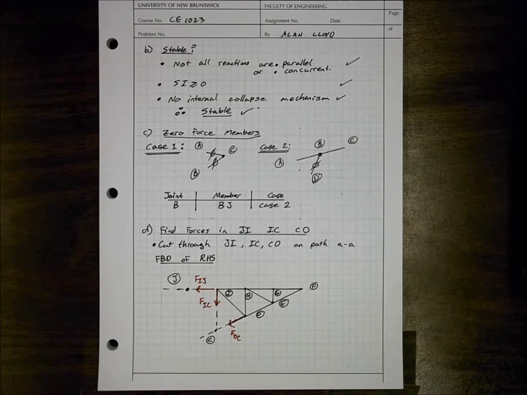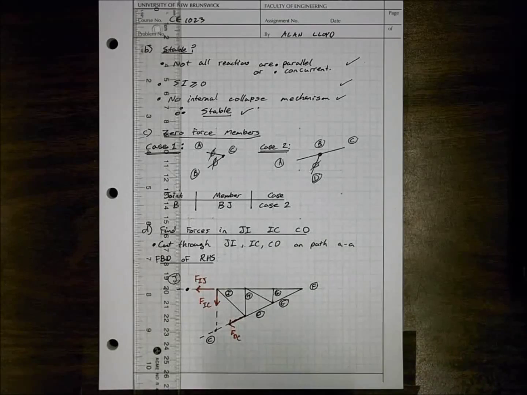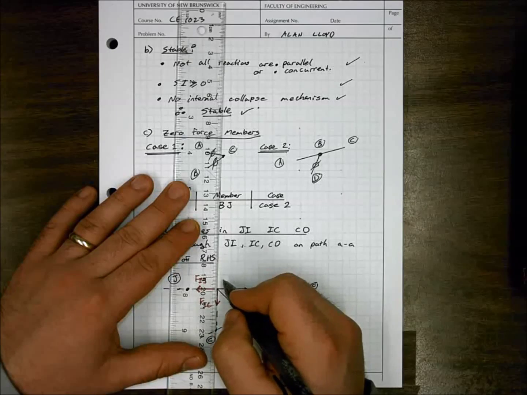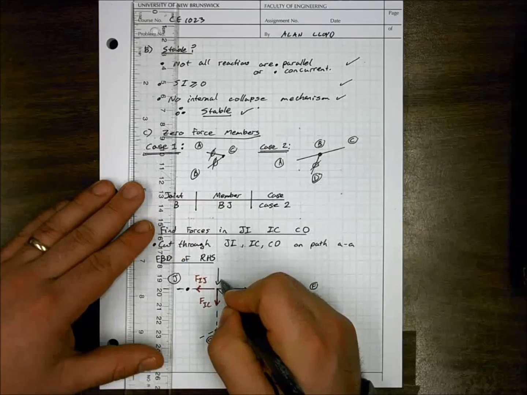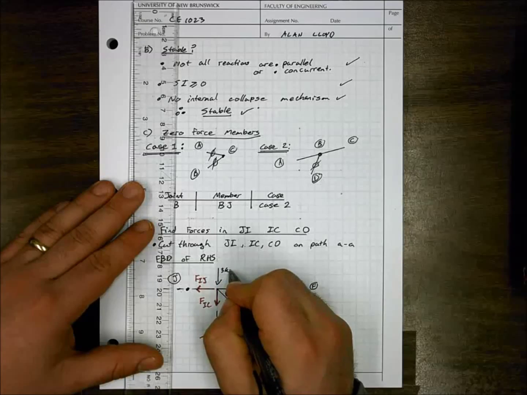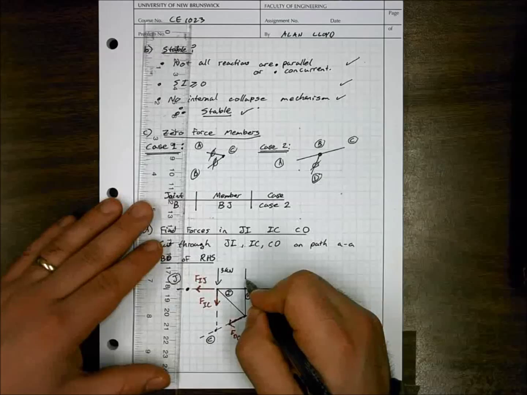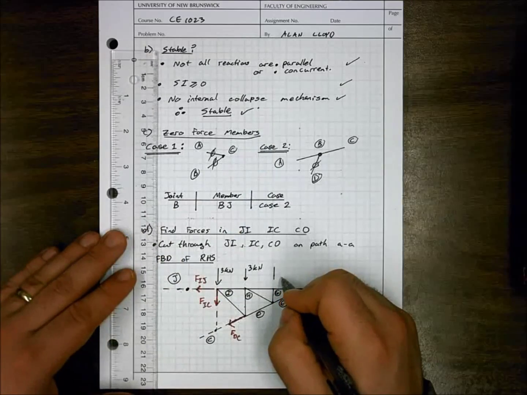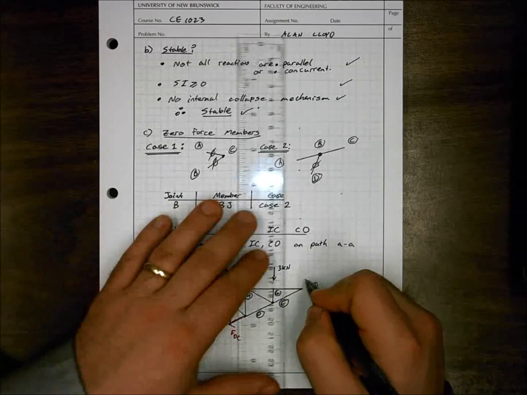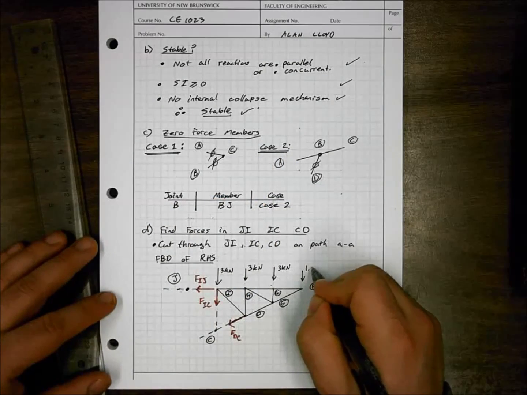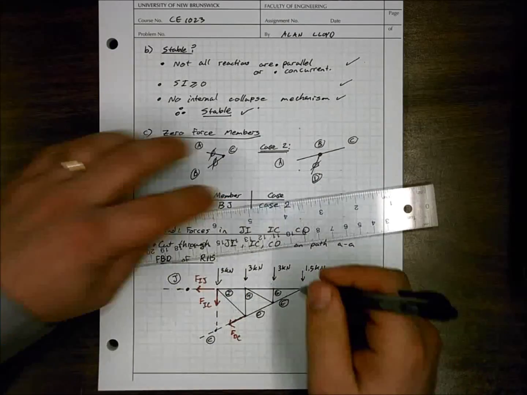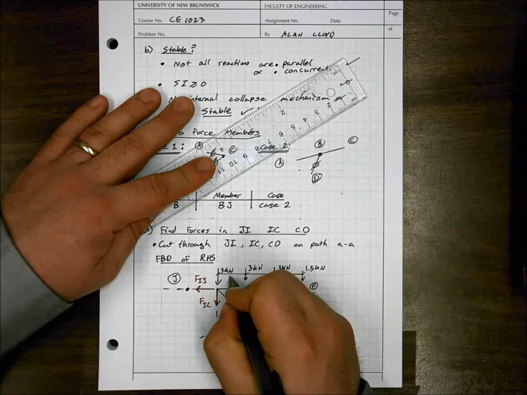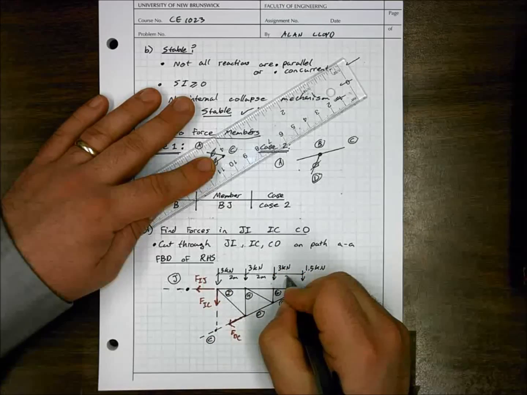Now before we continue on, let's finish this diagram here, and we can say that we have a force at joint I of 3 kilonewtons, a force at joint H of 3 kilonewtons, at joint G of 3 kilonewtons, and at joint F of 1.5 kilonewtons. We have some geometry that we might as well add to here. So we have 2 meters, 2 meters, 2 meters.